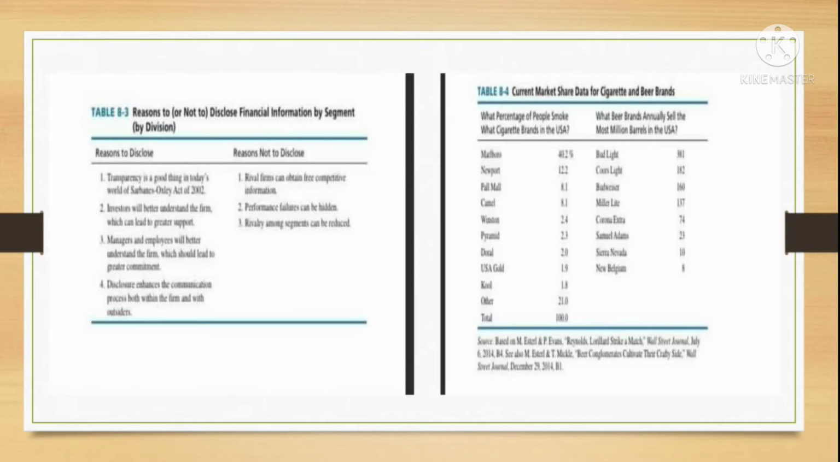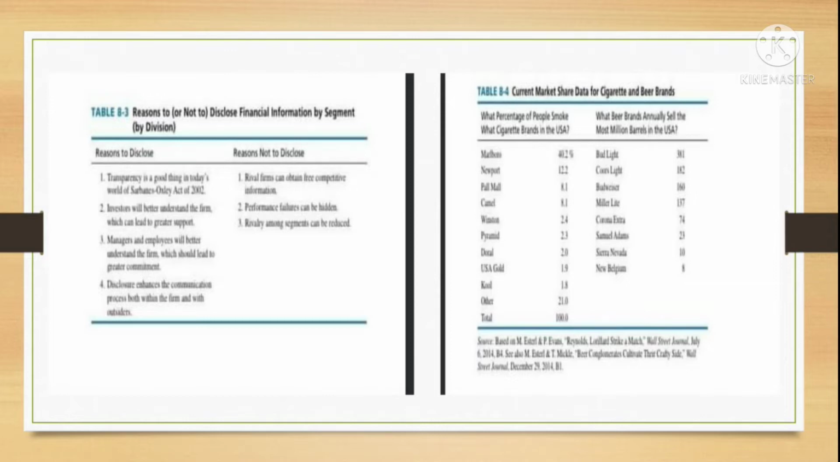Reasons to or not to disclose financial information by segment by division. Reasons to disclose. Number 1, transparency is a good thing in today's world of Sarbanes-Oxley Act of 2002. Number 2, investors will better understand the firm, which can lead to greater support. Number 3, managers and employees will better understand the firm, which should lead to greater commitment. And last, number 4, disclosure enhances the communication process both within the firm and with outsiders.